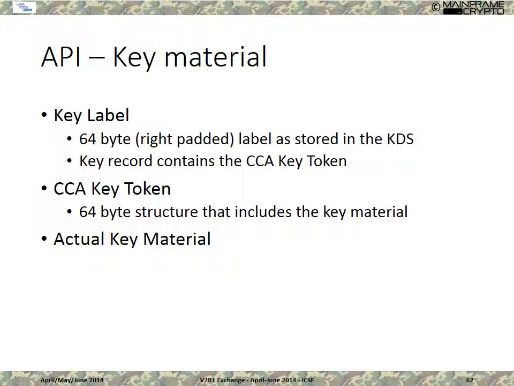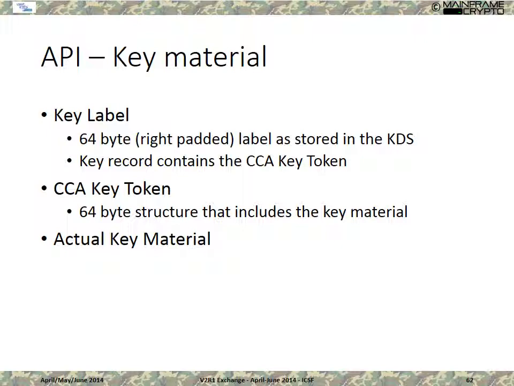So if you think back to that KGUP example where I created a key that started with greg.db2tool.appx, the key label could actually point to that label, a 64-byte character string, right padded, that references a key that is in the key store, in the CKDS. So the key identifier would specify key identifier equal greg.appx. Whatever.